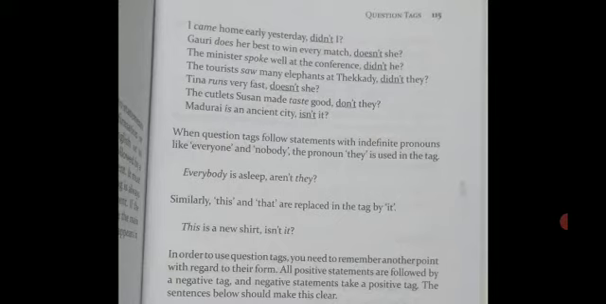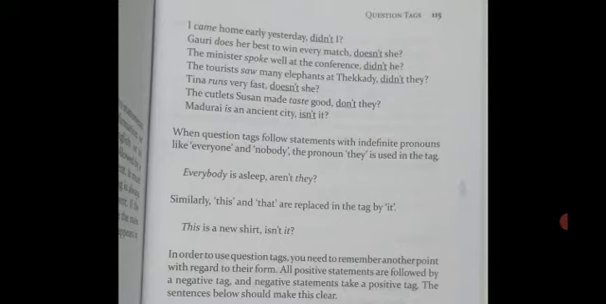Tina runs very fast, doesn't she? Tina is a third person singular. That's why runs, it is a simple present, and yes, it indicates that. That's why it is also taken here, doesn't she? The kettles Susan made taste good, don't they?